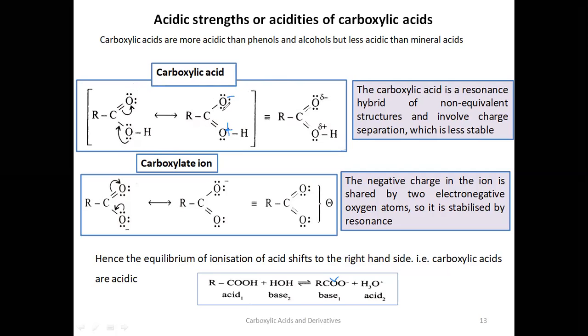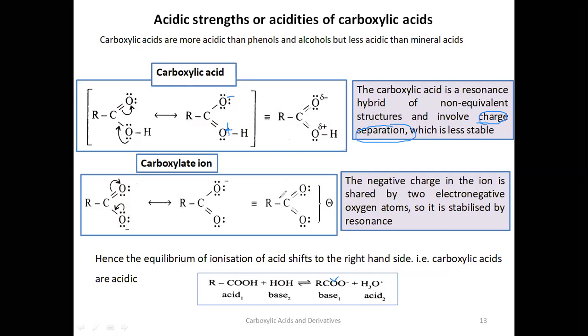If you closely observe this resonance structure, one oxygen has a negative charge, whereas the other oxygen has a positive charge. There is a charge separation. This is a very important term: charge separation. Whenever there is a charge separation, that resonance structure is less stable.